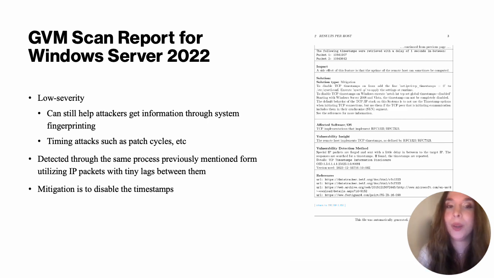Continuing into this report, just because it's low severity doesn't mean it's not going to cause any damage. It can still help attackers get information through system fingerprinting. It can even enable timing attacks such as on patch cycles and so on. It can be detected through the same process as previously mentioned, utilizing IP packets with tiny lags between them. And again, the mitigation here is to disable those timestamps. So overall, it's really important to keep in mind that these can still cause a lot of damage, even though it's not too severe a threat.